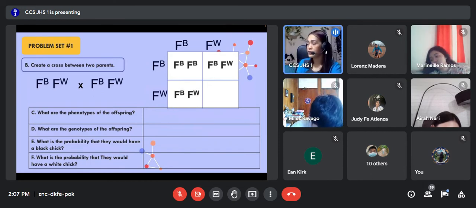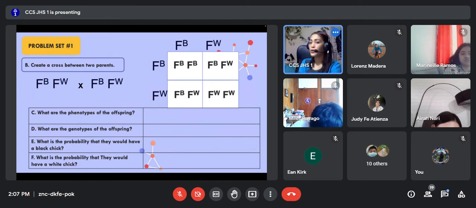Okay, how about the third quadrant? Permanent. Okay, another erminate, heterozygous. And then lastly, on the fourth quadrant, we have FW. This will have what color of the feather? White. Okay, correct. It's white.